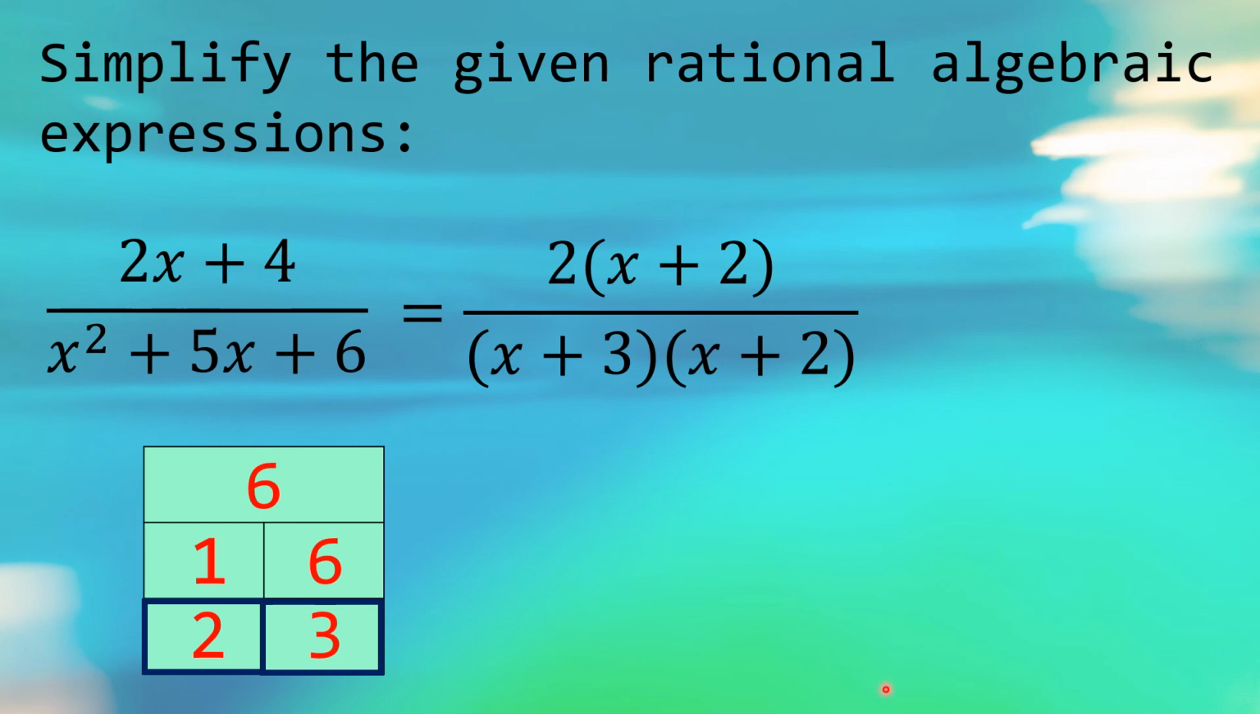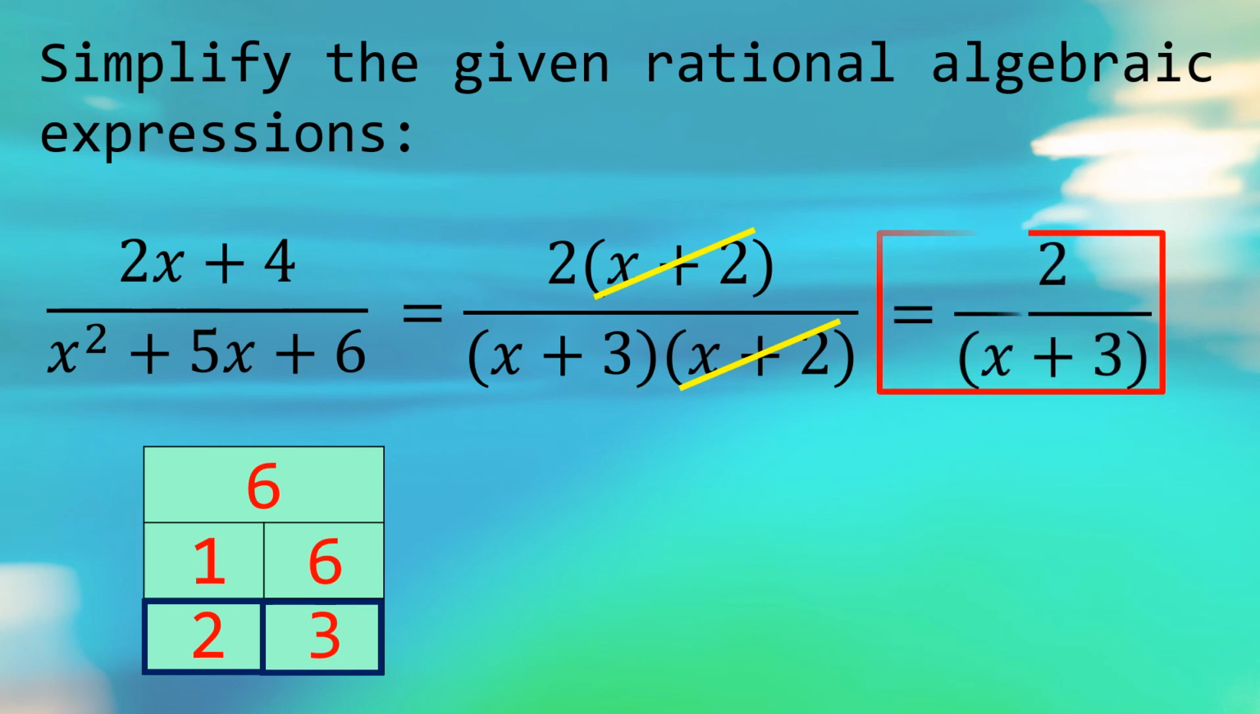Tulad lang yon. Okay, so mapapansin nyo meron ng common factor ang numerator at denominator. So let us cancel x plus 2 of the numerator and the x plus 2 of the denominator. So ang natira na lamang ay ang 2 at ang x plus 3 ng denominator. So the final answer is 2 over x plus 3.